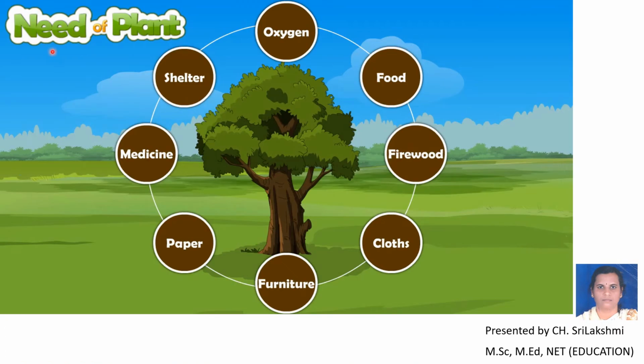Now, what are the uses or need of the plant? First is food. We'll start from here. Many plants provide food to us, like fruits, vegetables, oil. Those are all the foods. Then firewood. Some plants can be used as firewood. Clothes. Cotton plant. From cotton plant we get cotton clothes.